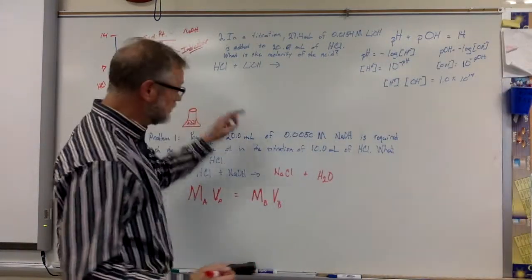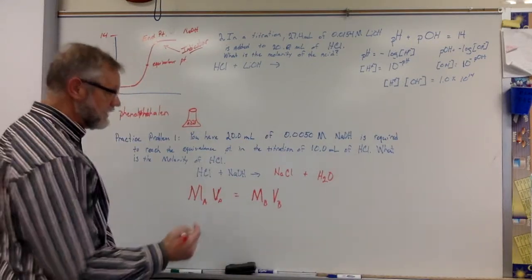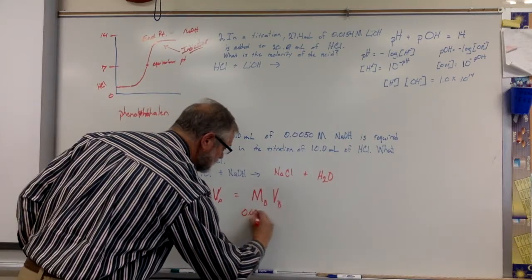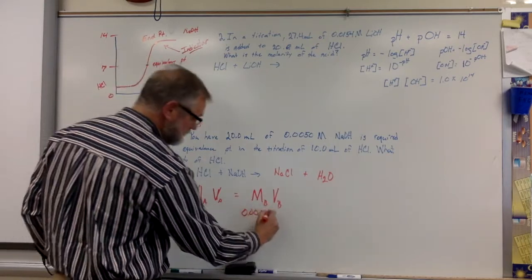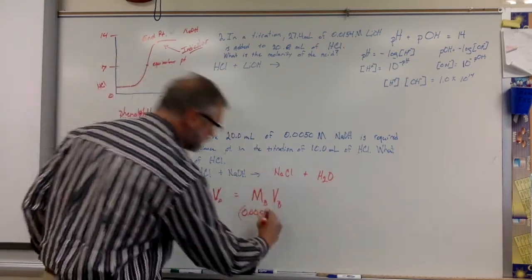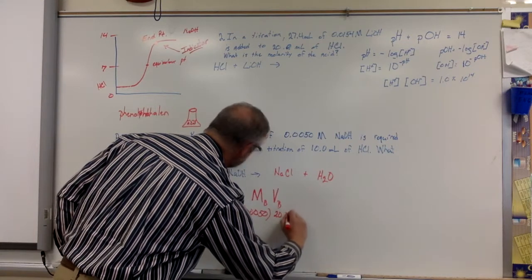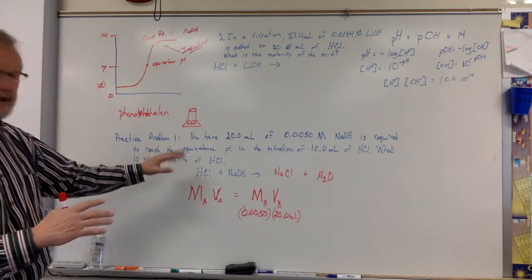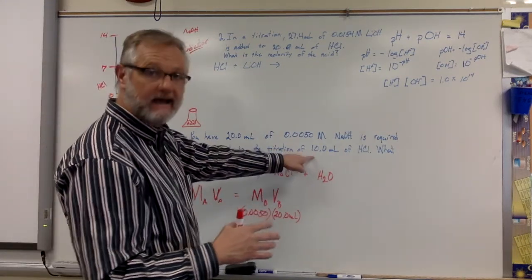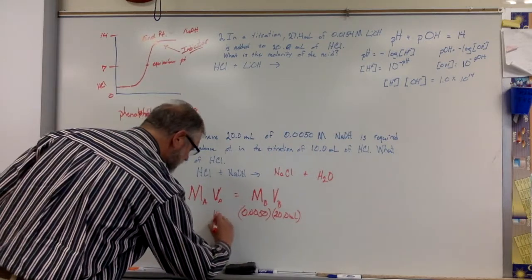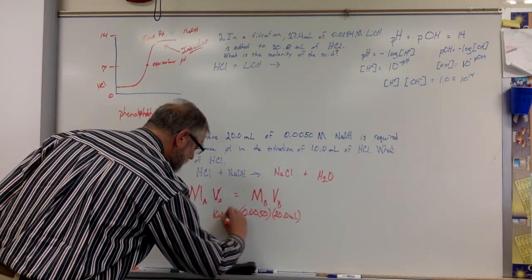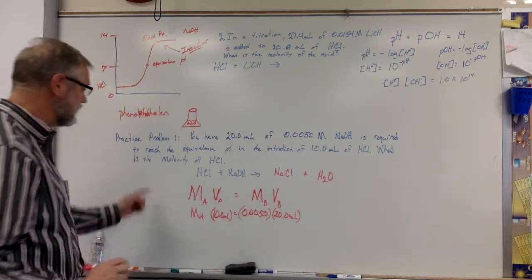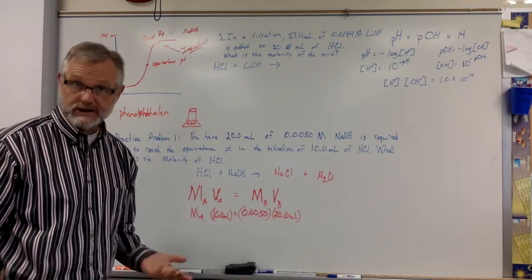It says you have 20 milliliters of 0.005 molar NaOH. So NaOH is the base. So the molarity is 0.0050. I'm going to put that in parentheses. The volume is 20.0 milliliters. Then I come back over here and I keep reading. It says it's required to reach the equivalence point in a titration of 10 milliliters. So I know that the volume of my acid is going to be 10 milliliters. And it actually asked me to find the concentration or the molarity of the HCl, which is the acid.